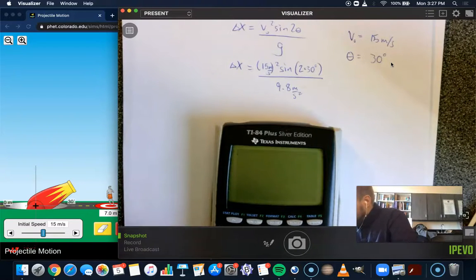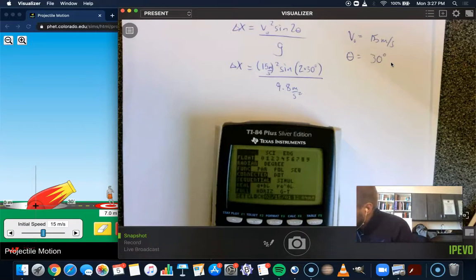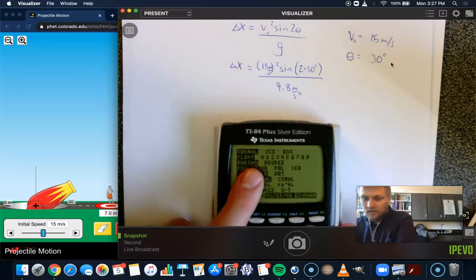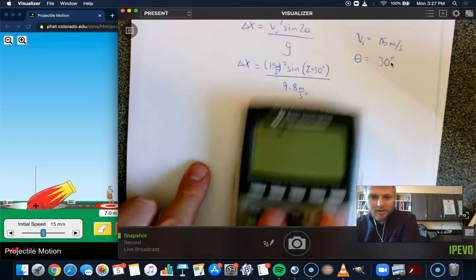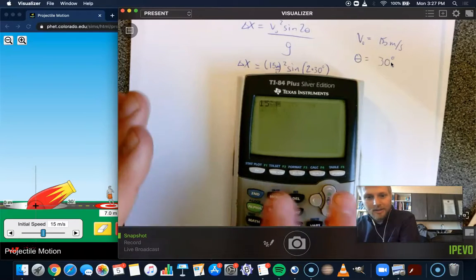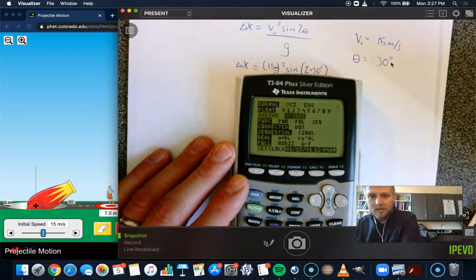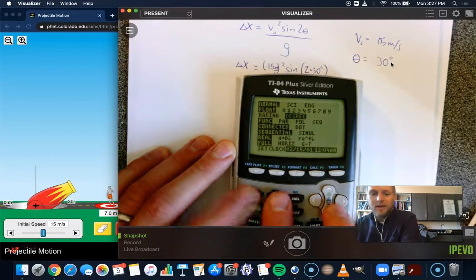So we're going to have 15 squared times, hold on, pitfall here. Let's make sure that we are in degrees. I was in radians. So you need to make sure you click the mode button if you have a graphing calculator like this, and go down to where it says degrees. We're going to be doing this in degrees, and you can say second quit.